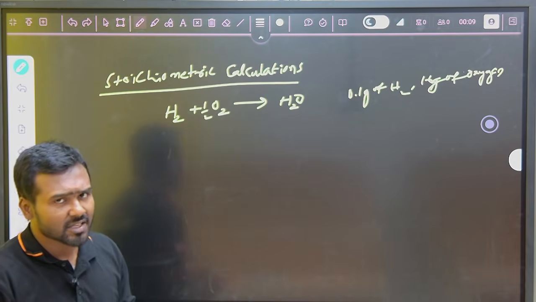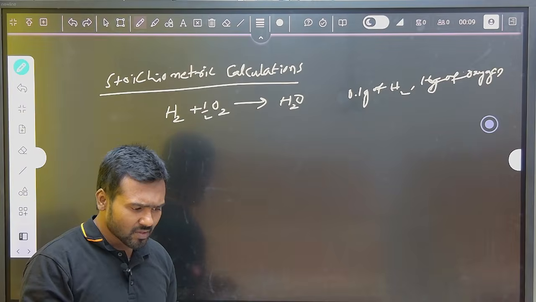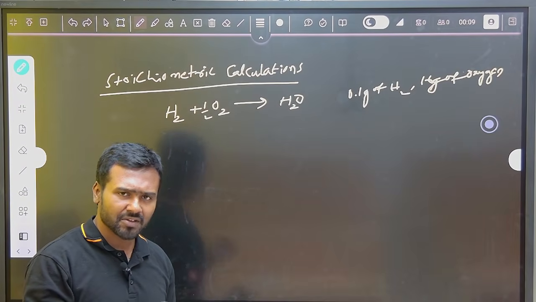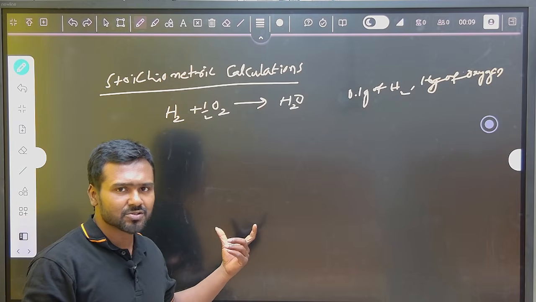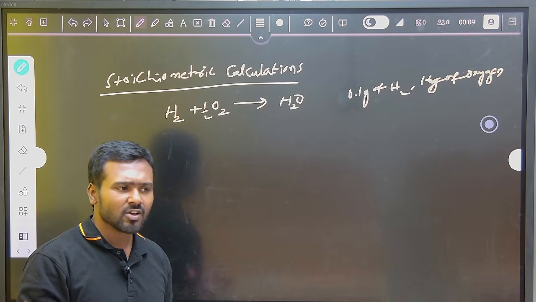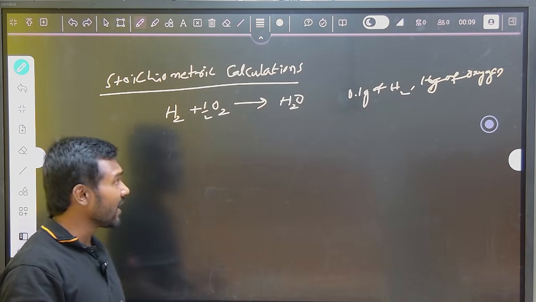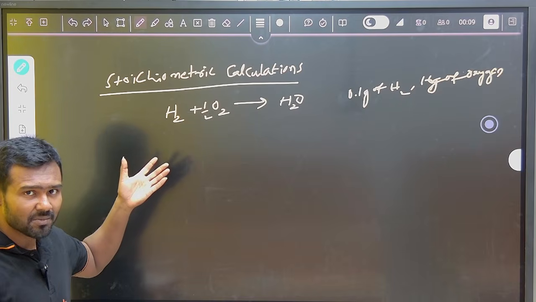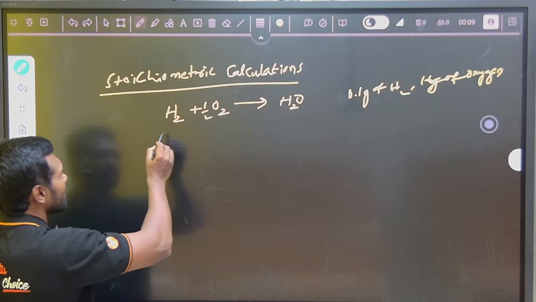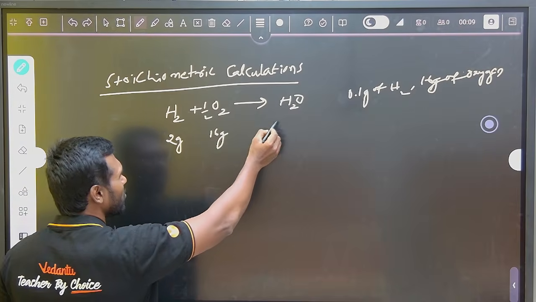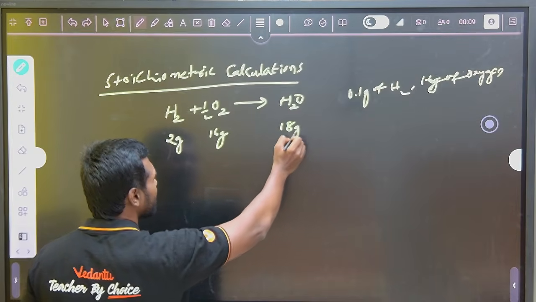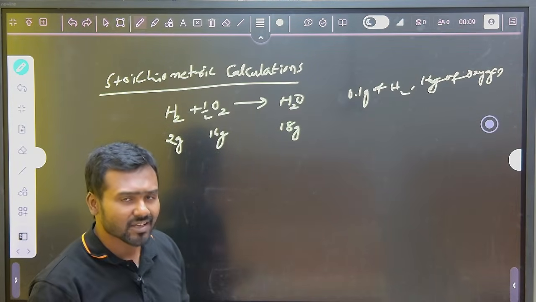After seeing the question, what do you have to do? First, you have to write a balanced chemical equation. Then according to the balanced chemical equation, what values do you write? They are asking in terms of weight, so write the weights here according to the balanced chemical equation. That means this is 2 grams and this is 16 grams and you are going to get 18 grams. This is according to the balanced chemical equation.